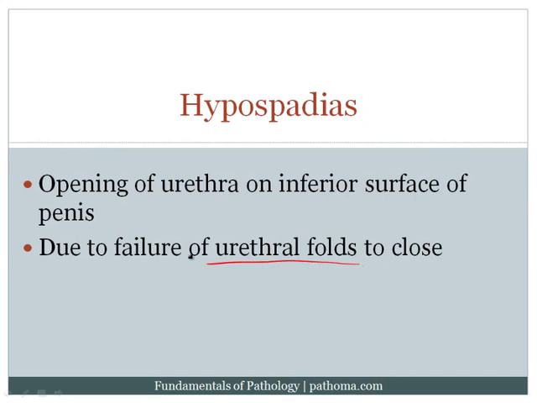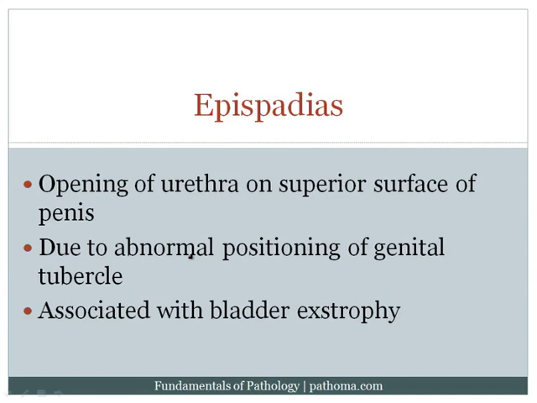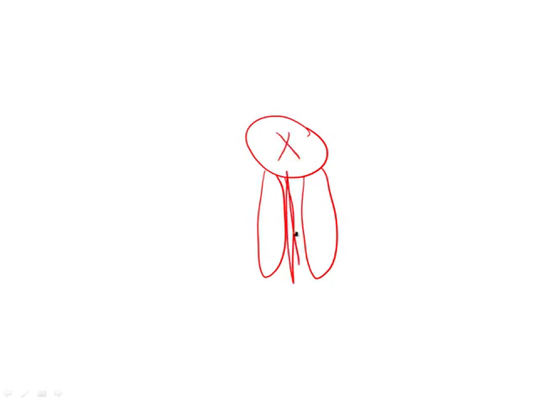That's particularly high yield. Now epispadias, epi means on top. And so when you have epispadias, you have an opening of the urethra on the superior surface of the penis. This particular disorder is very rare, much more rare than hypospadias. And in this case, you have an abnormal positioning of the genital tubercle. So let's go back and remind ourselves that if the genital tubercle was here, and then you had this urethral fold here, and this was going to go up and out, and then this was going to zipper closed.